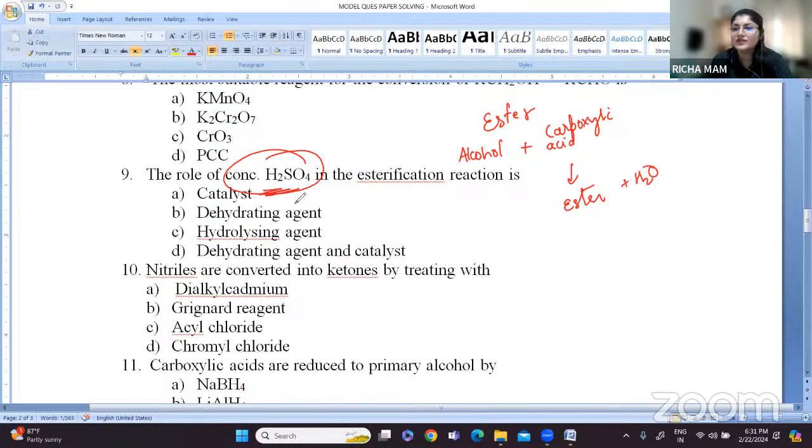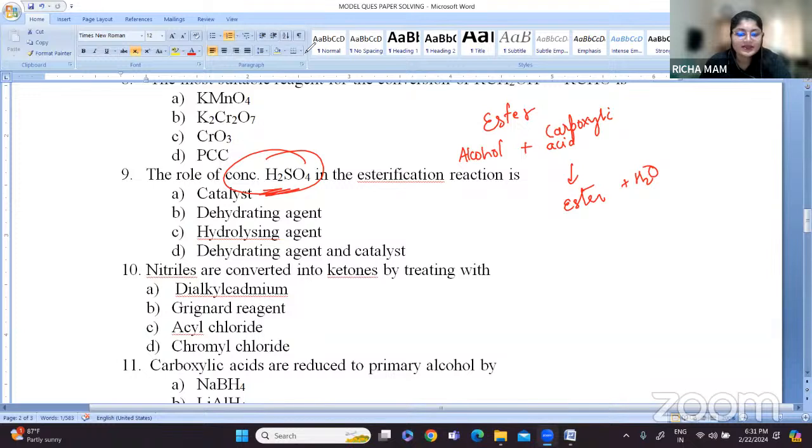So what is the role of this H2SO4? A, is it used as a catalyst? B, as a dehydrating agent? C, hydrolyzing agent, and D, dehydrating agent and catalyst. The role of concentrated H2SO4 in the esterification reaction.